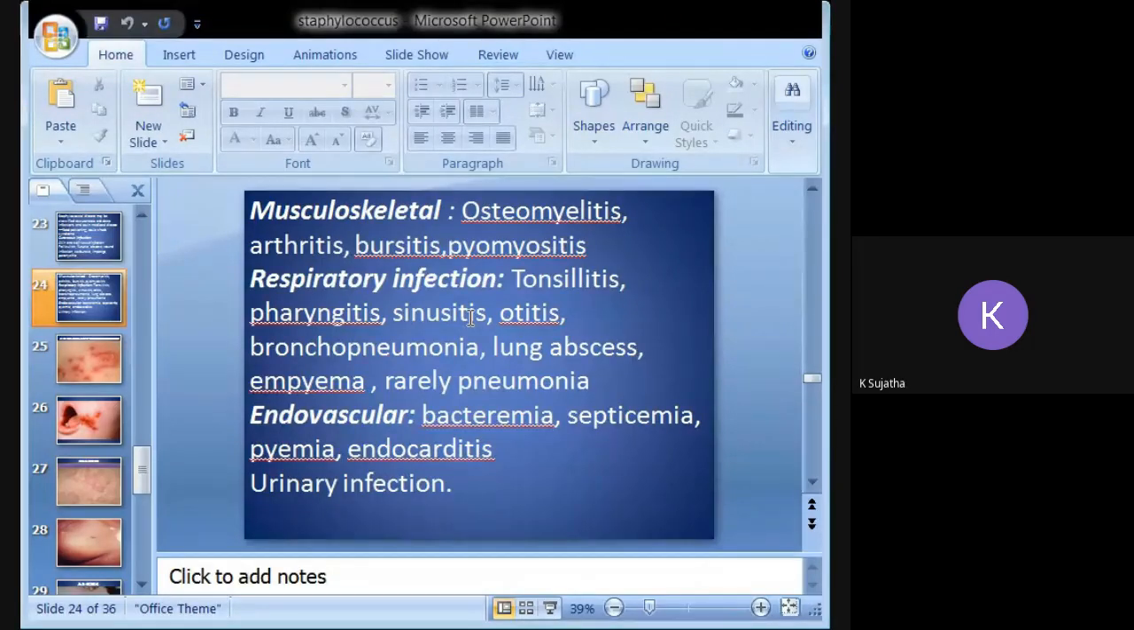These specimens are collected in sterile containers under aseptic conditions, then added to glucose broth and tellurite broth, and after that transported from one lab to another lab. They should be transported immediately to the lab. Next, microscopic examination. All these specimens are examined by Gram stain. You know Gram stain very well.